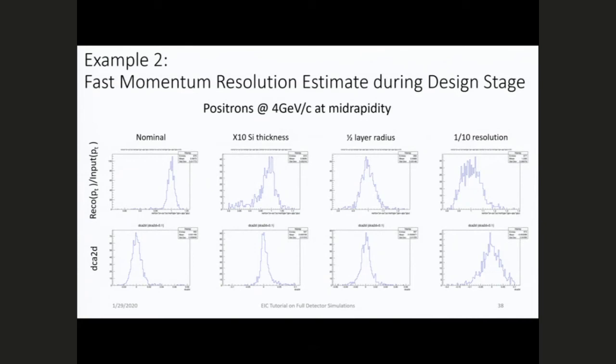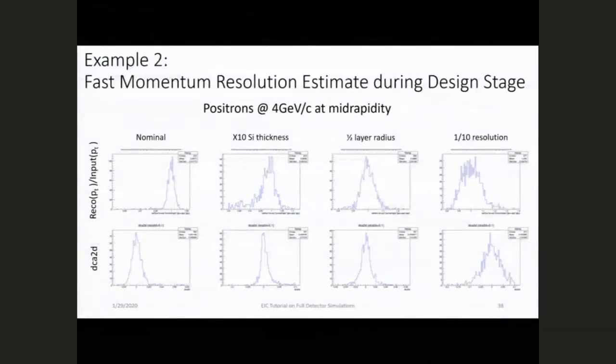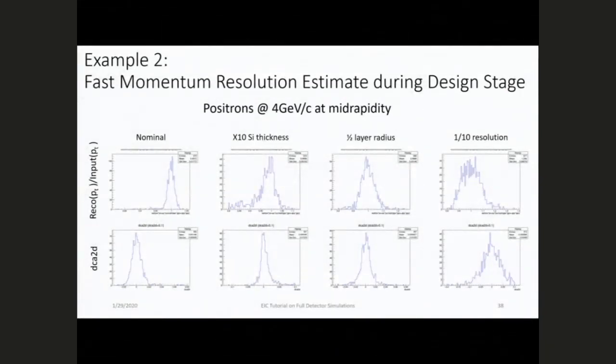I can mess these things up really badly. So if I just put in silicon which is really thick, a factor of 10 more, look what the radiation tail does. So we can get these things. The DCA also suffers quite substantially.